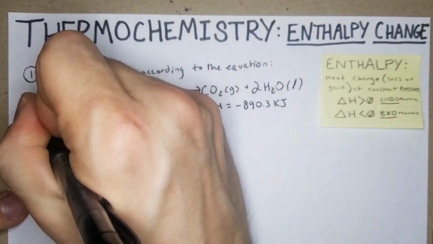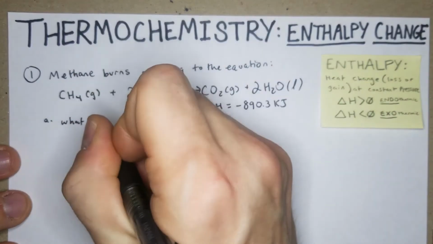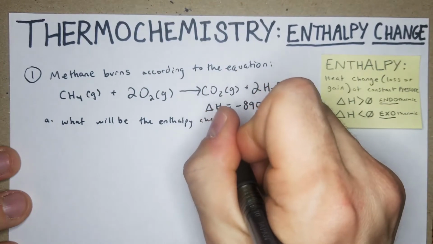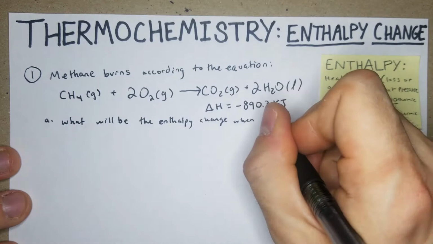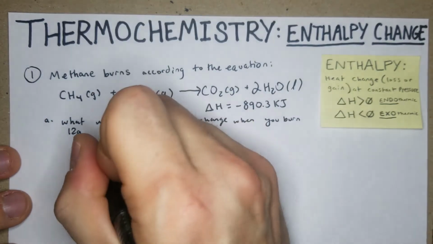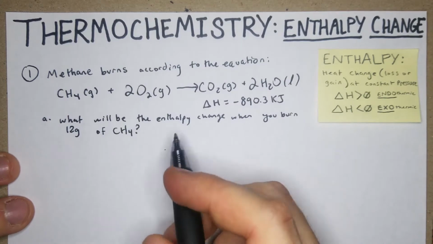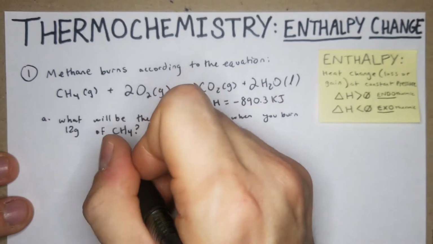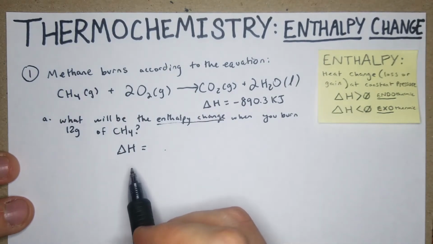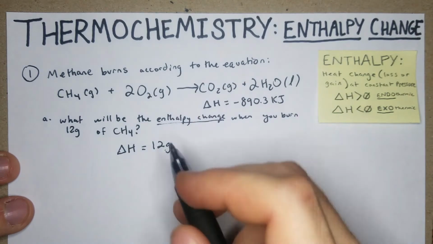Now for 1A, we'll ask what will be the enthalpy change when you burn, and we'll give an arbitrary amount of grams, say, 12 grams of CH4. So we're taking some principles from Gen Chem 1 and applying them here. Let's start off with what we're looking for: what will be the enthalpy change? Enthalpy change is going to be equal to, and then we'll go with what we have. We're given 12 grams of CH4.